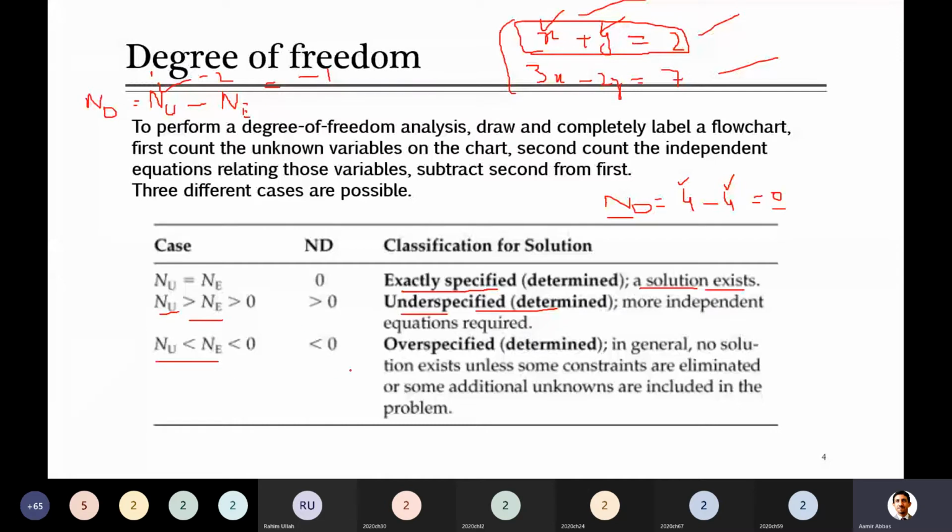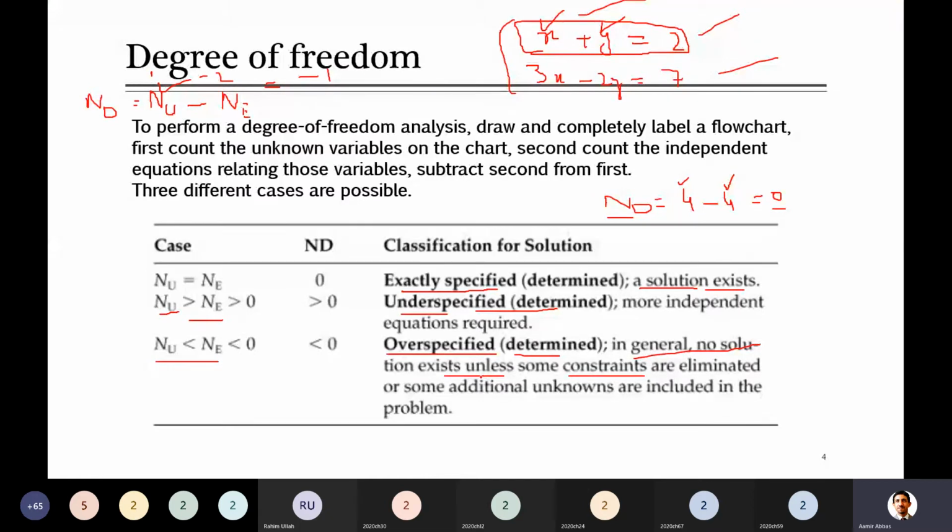So in this case you are called overspecified. Overspecified means you have more equations but your unknowns are fewer as compared to those. So in such cases, most of the time there will be no solution, unless you put some constraints in such a way that you reduce your equations or you increase your number of unknowns. So this second and third case which we are discussing is either underspecified or overspecified.